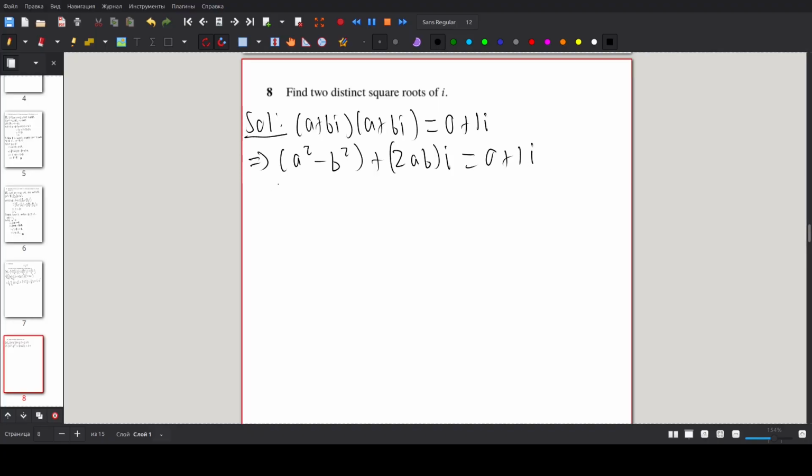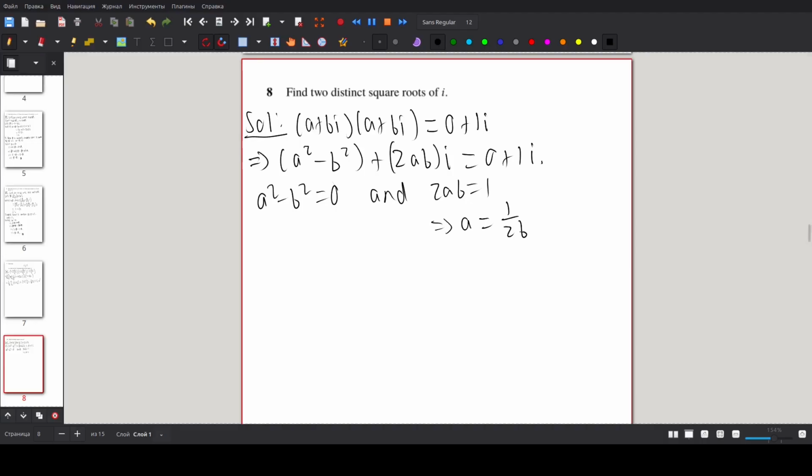So if we match the coefficients, we know we're going to get two things. So a squared minus b squared has to equal 0, and 2ab has to equal 1. So I'm going to solve for a here. This means that a would have to equal 1 over 2b. And so we're going to plug that in over here. We're going to put this into this.